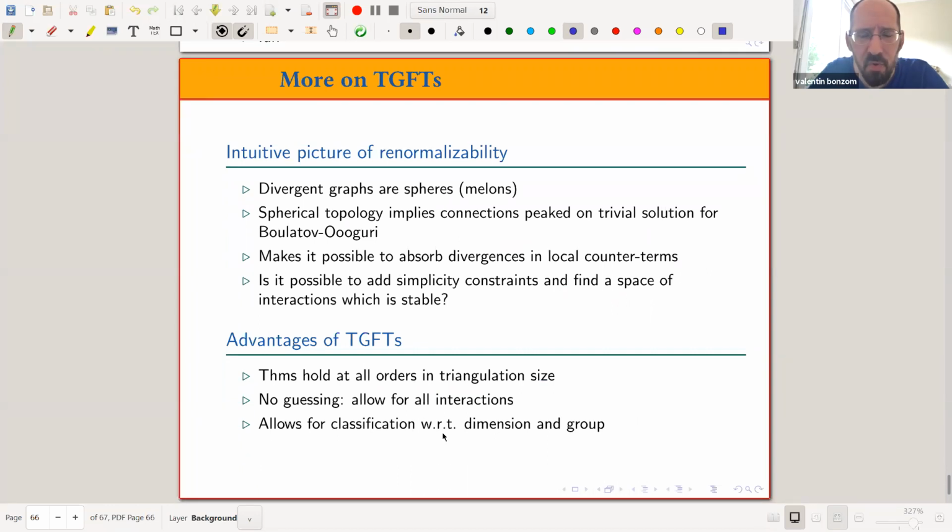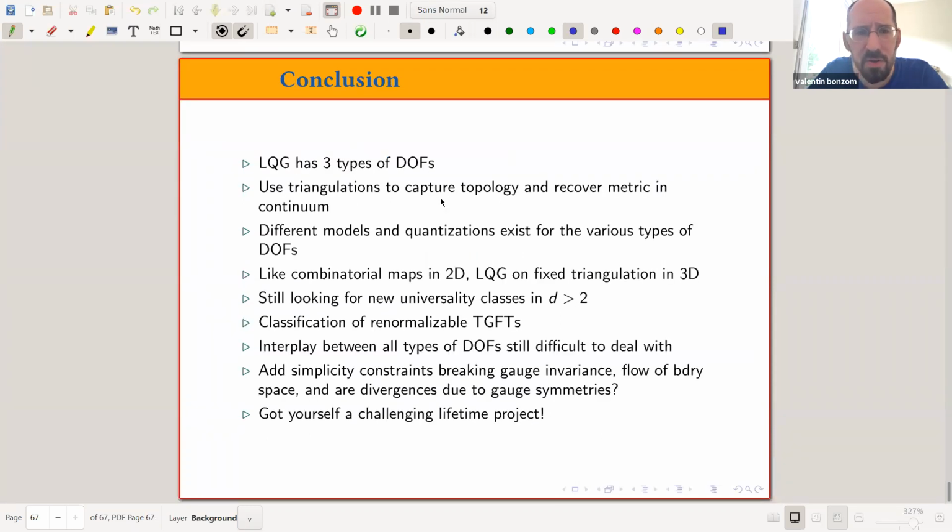Let me just, before I conclude, say that the way it works is because the divergent graphs are spheres, because they are melons. So they are graphs that I was able to understand through my combinatorial analysis. Without this combinatorial analysis, it would have been very difficult to get this renormalization of the Boulatov model. And because they are spheres, you know that the flatness constraint implies that it's peaked on trivial solutions for the holonomies, and this will make the renormalization of the GFT possible. Okay, so just a quick conclusion.